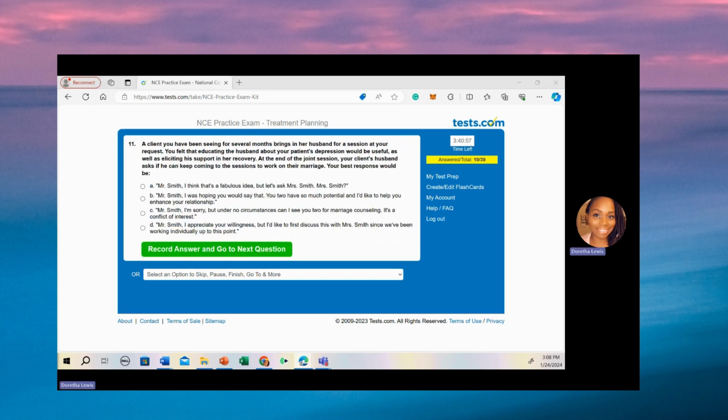A client you have been seeing for several months brings her husband for a session at your request. You felt that educating the husband about your patient's depression would be helpful, as well as eliciting his support in her recovery. At the end of the joint session, your client's husband asks if he can keep coming to the sessions to work on their marriage.